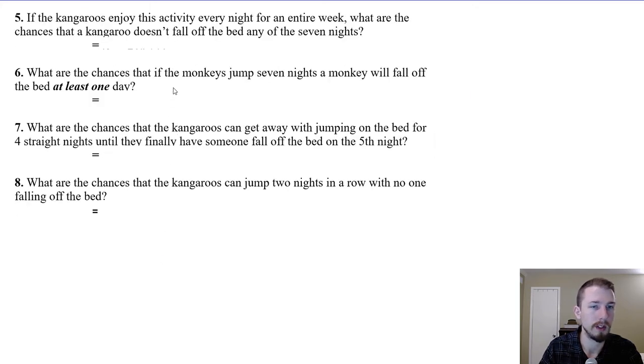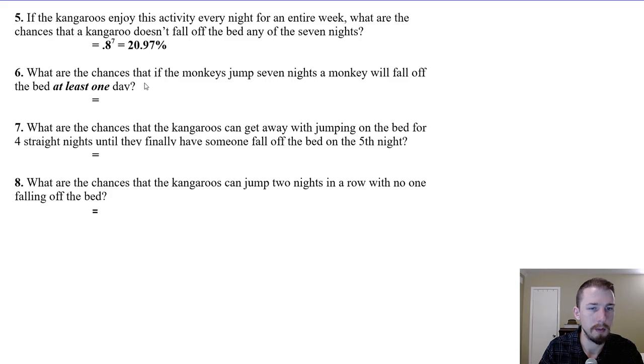If the kangaroos enjoy this activity every night for an entire week, what's the chance that a kangaroo does not fall off the bed on any of the 7 nights? Well, the probability for the kangaroo was 20%, I believe, yes. All right, so the probability that they do not fall off would be 80% on any given night. So 7 nights in a row of 80% would be 0.8 to the 7th power, which would be a 0.207 or 21% chance that that would occur.